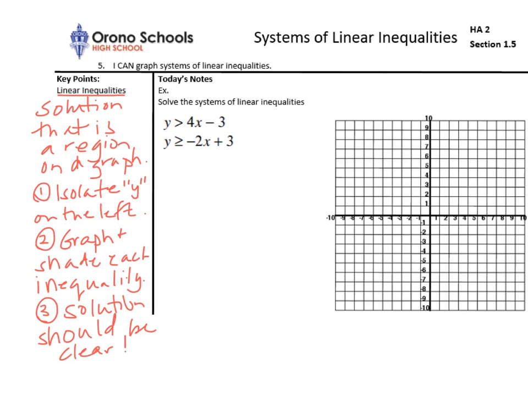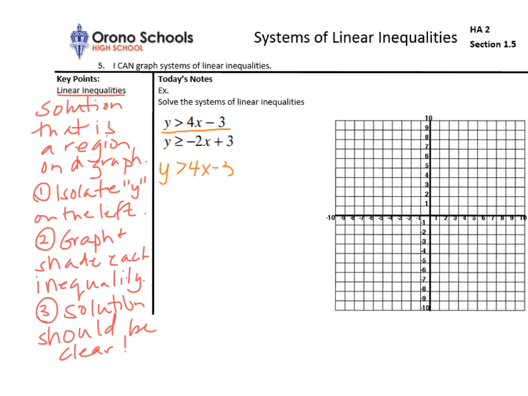Some students like to just shade where the solution is and not shade anything else, and that's absolutely fine. Just make sure that you're showing some sort of understanding as to how you got your result. All right, let's try a couple of examples and put this to the test. The first graph, y is greater than 4x minus 3. I'll start with that one.